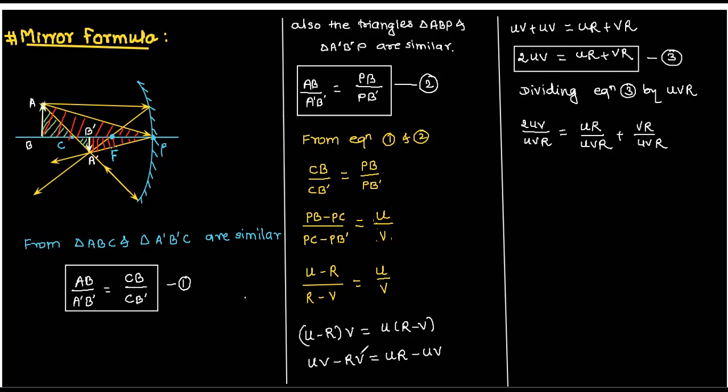And now let's cancel here. So I'm changing color for cancellation. So this UV and this UV will get cancelled. This UR, this R and this U will get cancelled. This R, this V and this R, this V will get cancelled. And what is left now? 2 by R is equal to 1 by V plus 1 by U.